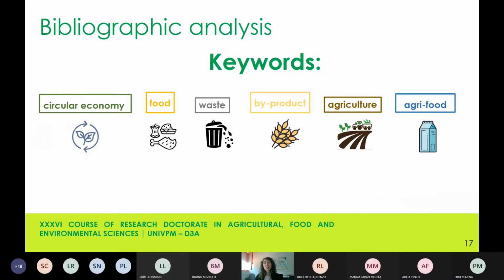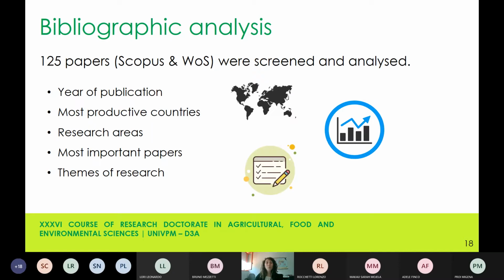So the bibliographic search started with these keywords: circular economy, food associated with waste and byproduct, agriculture and agri-food. The research produced 125 papers, both in Scopus and WoS, that then were screened and analyzed in order to understand the most productive countries, the years of publication, the research areas, the most important papers in terms of citations, and finally, the main themes of research.